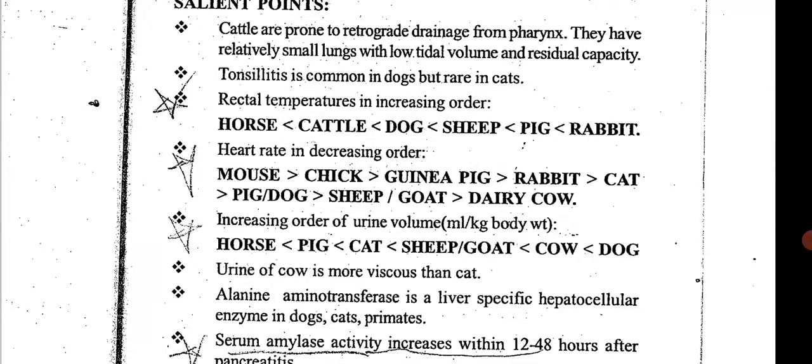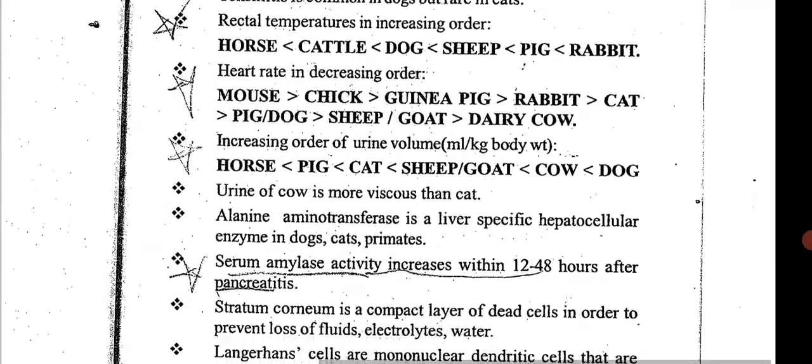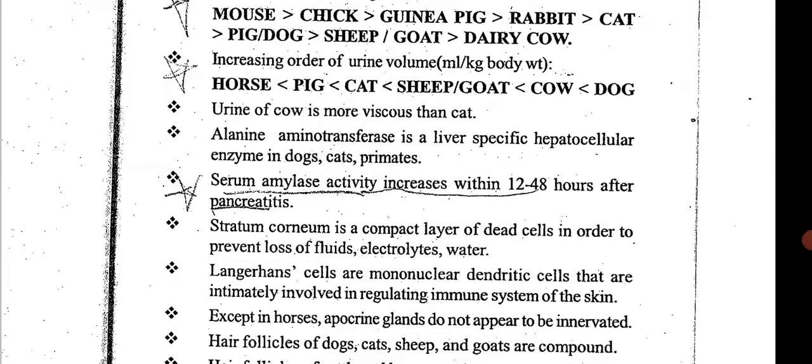And the increasing heart rate is as mouse, chicken, guinea pig, rabbit, cat, pig or dog, and then ruminants. And rectal temperature in increasing order is as maximal is of rabbit, then ruminants, and then horse. Urine of cow is more viscous than cat.